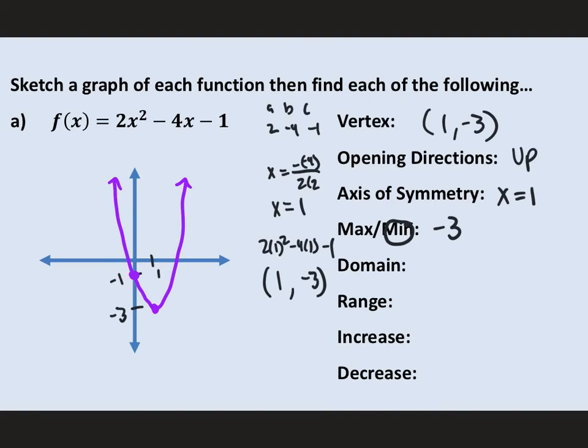Domain and range, we can go ahead and fill that information in. Domain is easy for quadratics. It's always all real numbers for quadratics. Our range is always going to be y is less than or y is greater than. Since it opens up, it's going to be y is greater than, and it's just the y value from our minimum. So it's y is greater than or equal to negative 3.